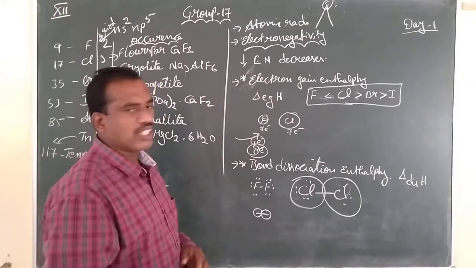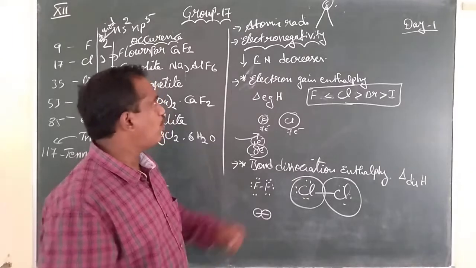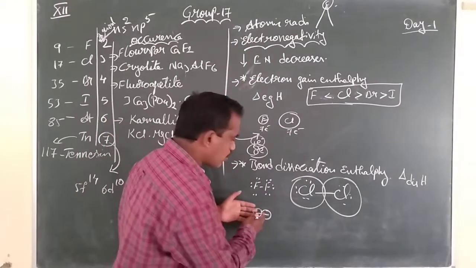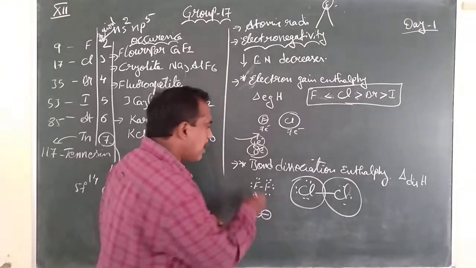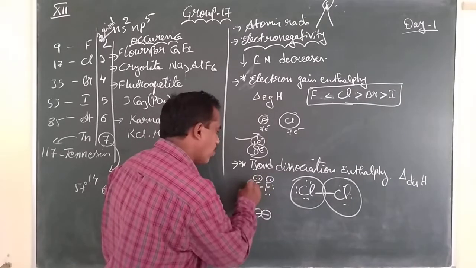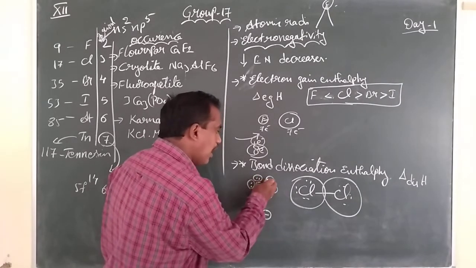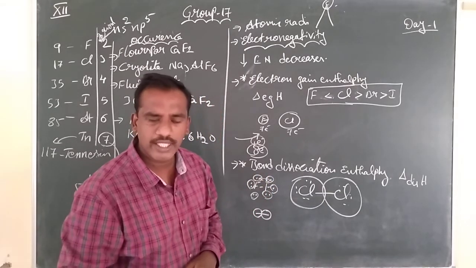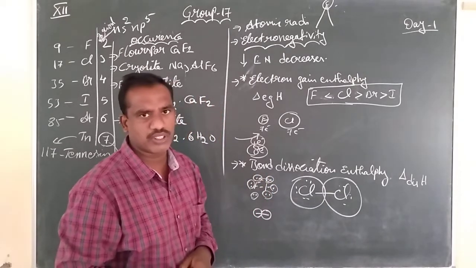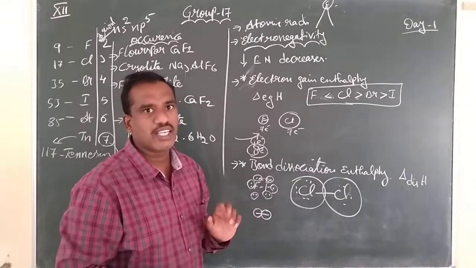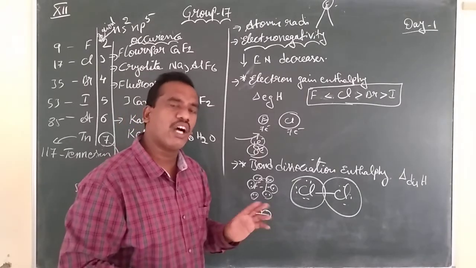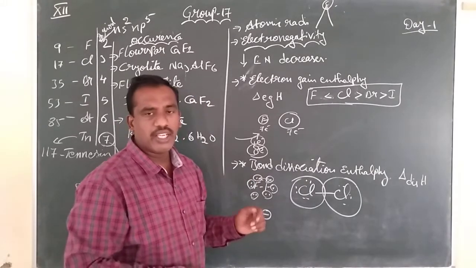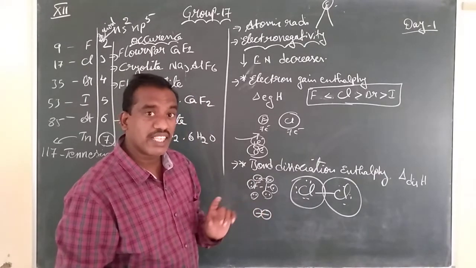Now, bond dissociation enthalpy. Generally, we know the electronegativity of chlorine is very high, so it must hold the electrons very firmly. But the lone pairs on fluorine are experiencing more repulsive forces. They are decreasing the bond dissociation enthalpy of fluorine due to the presence of lone pairs on the fluorine. The bond dissociation enthalpy was decreased.